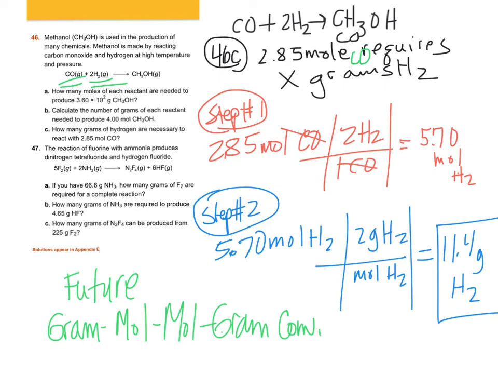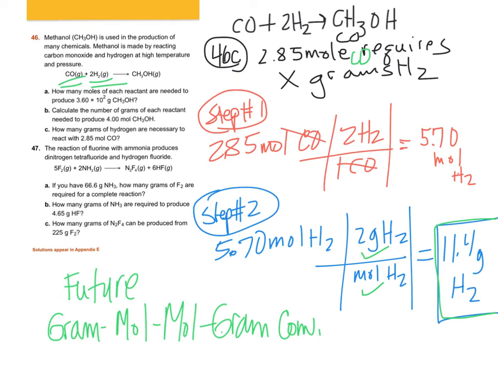I find out that I need 5.70 moles of H2, but the problem asked me for how many grams of H2 I needed, so I then multiply 5.7 moles of H2 by the molar mass of H2, which is 2 grams per mole, and I see that I need 11.4 grams of H2.